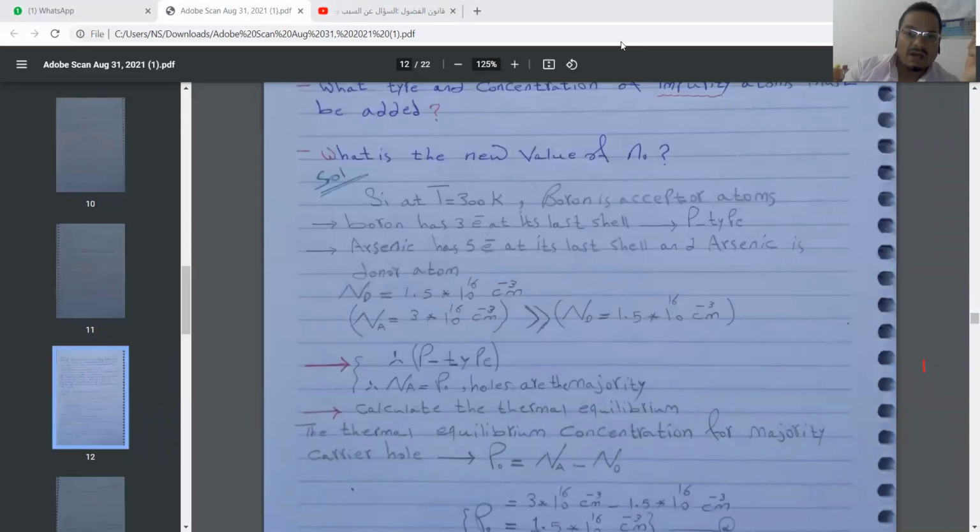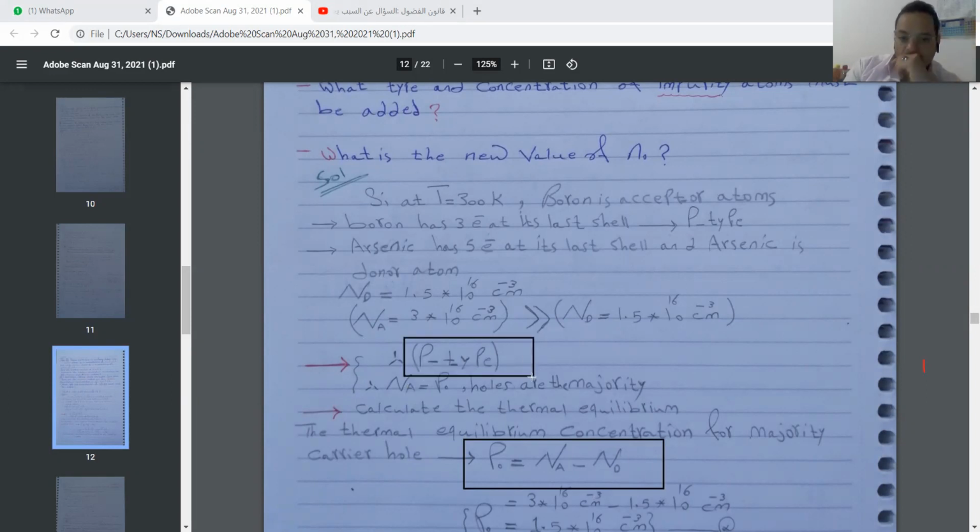Let me draw that. It's very important to us. At P-type, the thermal equilibrium concentration for the majority carrier hole, P naught, equals Na minus the donor concentration at the conduction band. We have Na, and like we said before, we note that we're dealing with P-type because Na was bigger than Nd.